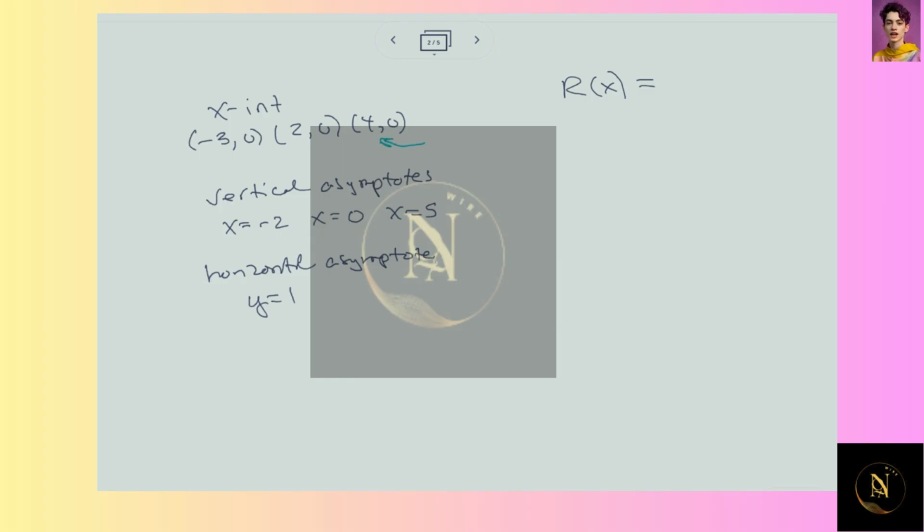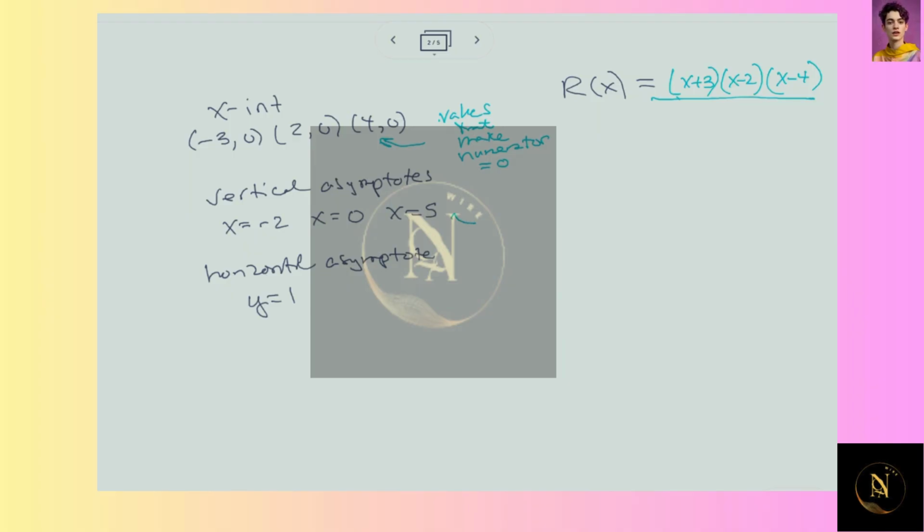In a rational function, you find the x-intercepts at values that make the numerator equal 0. So in other words, if -3 is an x-intercept, then x plus 3 has to be a factor. And if +2 is an x-intercept, then x minus 2 has to be a factor. If 4 is an x-intercept, x minus 4 has to be a factor. That'll take care of my numerator.